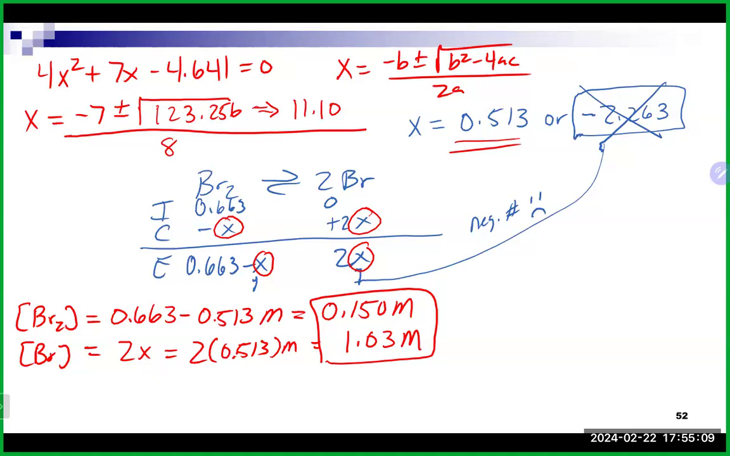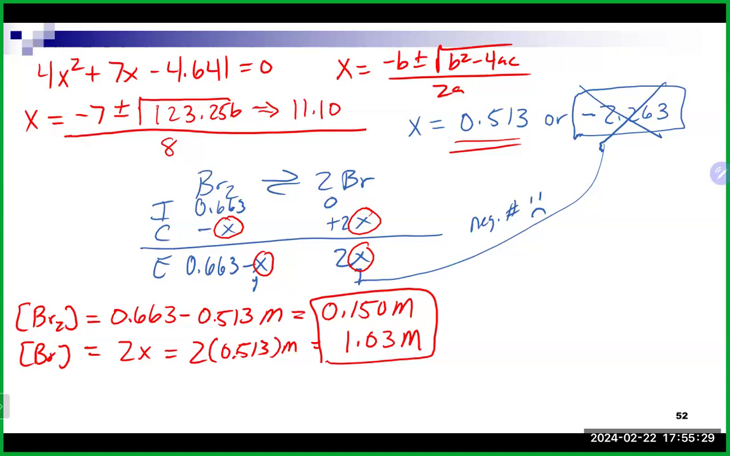Yeah, a question? How did we get the 0.663 for the initial there? It was actually just given to us in the problem. Yep. So it's one of those values in the problem. Other questions? All right. So this is math.